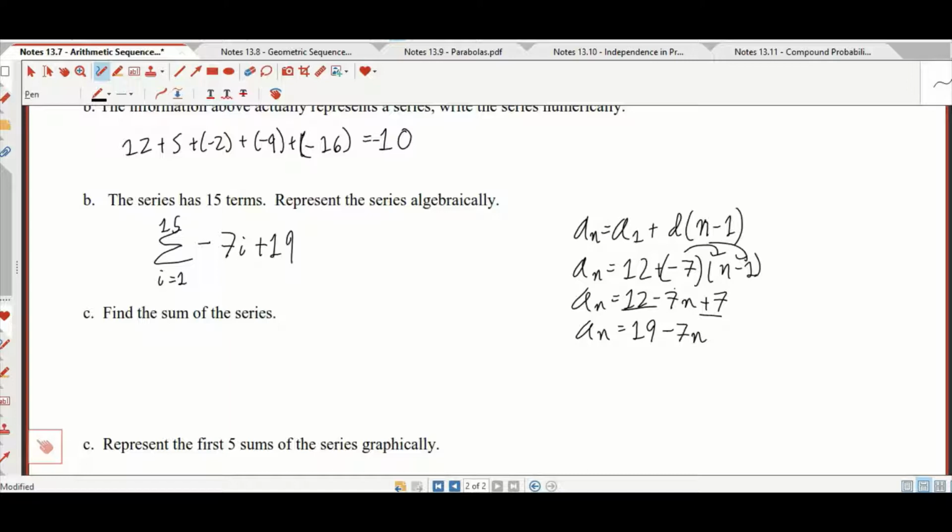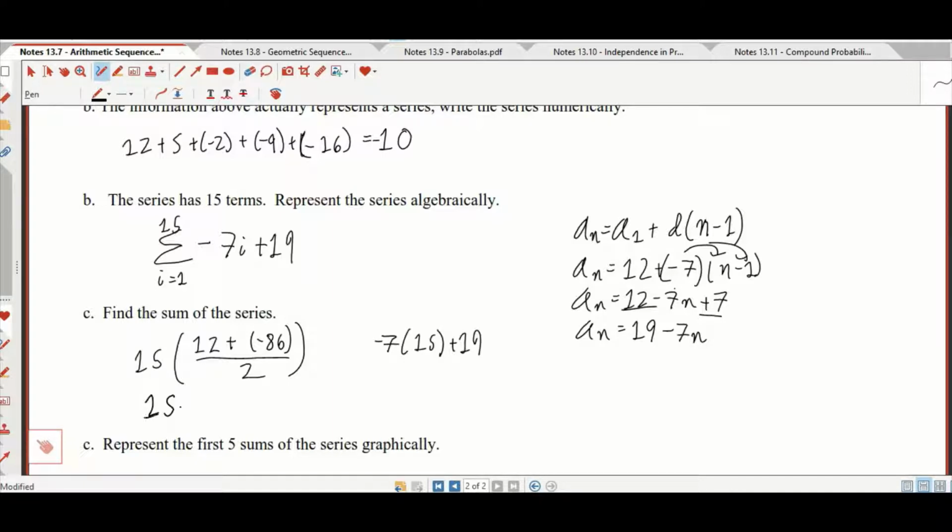Finally, find the sum of the series. So that's going to be the number of terms, 15, times the first term. We already figured out the first term was 12, plus the last term, which is negative 7 times 15 plus 19, which is negative 86. Take the mean of those two and multiply it by 15. Negative 86 plus 12 is negative 74, which when you divide it by 2 is negative 37.